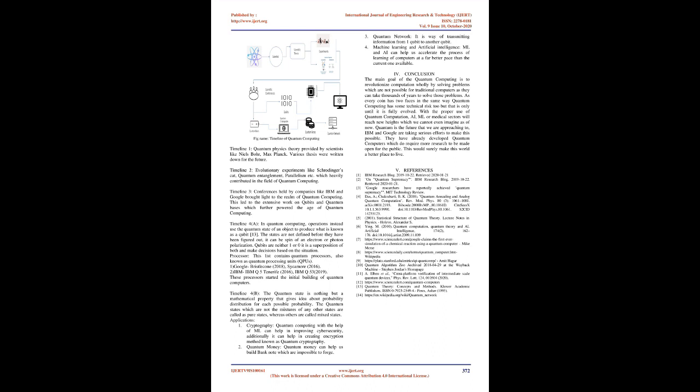Timeline 4. A. In quantum computing, operations instead use the quantum state of an object to produce what is known as a qubit. The states are not defined before they have been measured. It can be the spin of an electron or photon polarization. Qubits are neither 1 nor 0, but a superposition of both, and make decisions based on the situation.